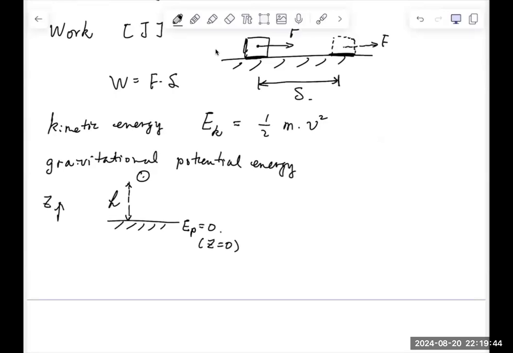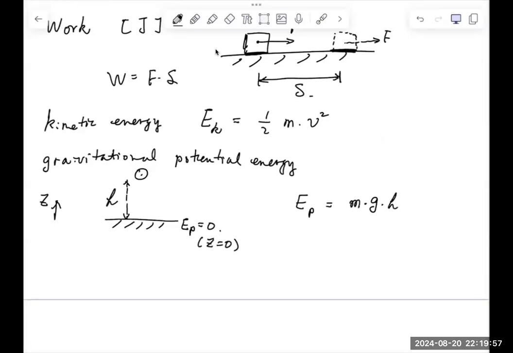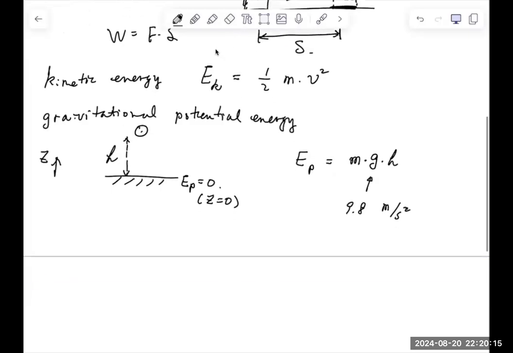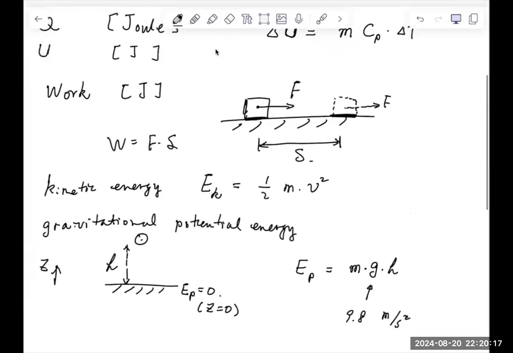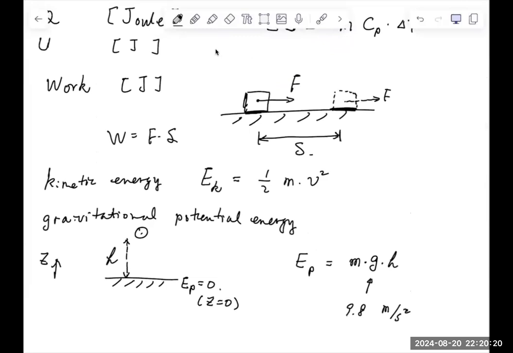then the potential energy of the object will be very simple. It's the mass times the gravitational acceleration g times the height. And the g is, of course, 9.8 meter per second squared, or you can just say Newton per kilogram. And these are the kinetic and potential energy related.